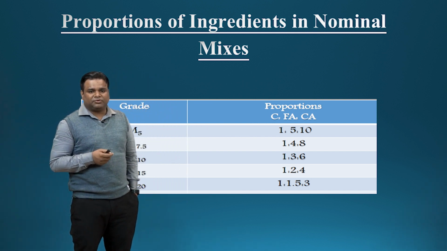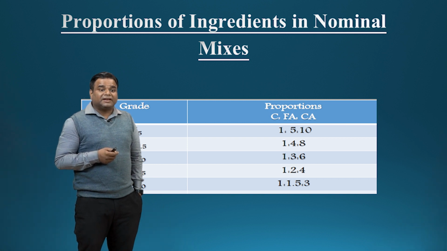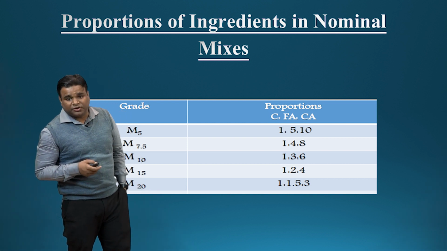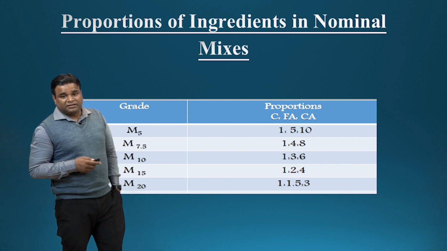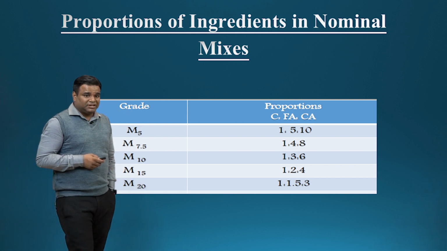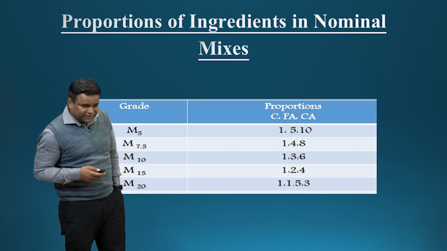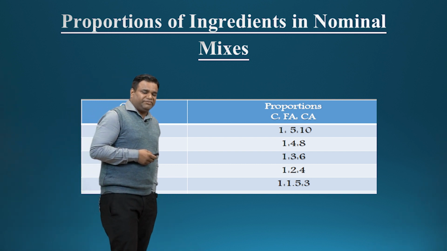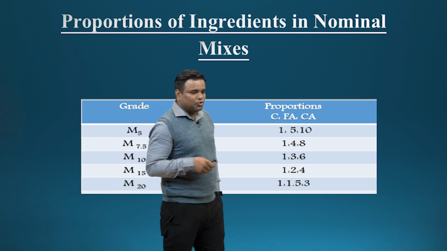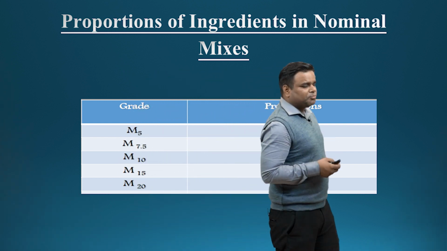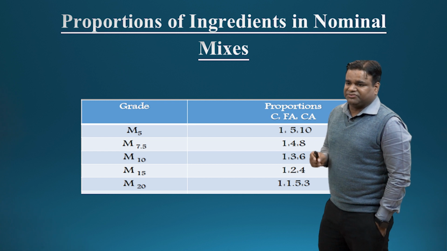Just like M5 you have seen 1:5:10, M7.5 1:4:8, M10 is 1:3:6, and M15 1:2:4, and M20 1:1.5:3. So these are some nominal mixes in which the proportions of the ingredients are fixed.